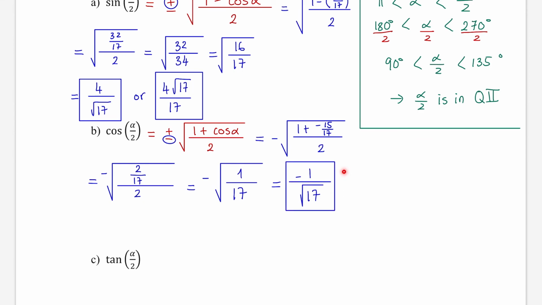Simplifying this, I'll have negative 1 over square root of 17. This is your answer. However, if they ask you to rationalize the denominator, then you will need to multiply top and bottom by square root of 17. These two answers are equivalent. This is rationalized the denominator, and this is not.